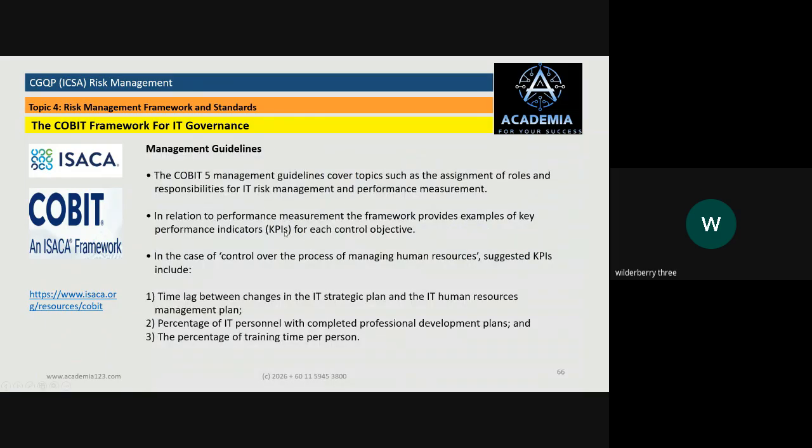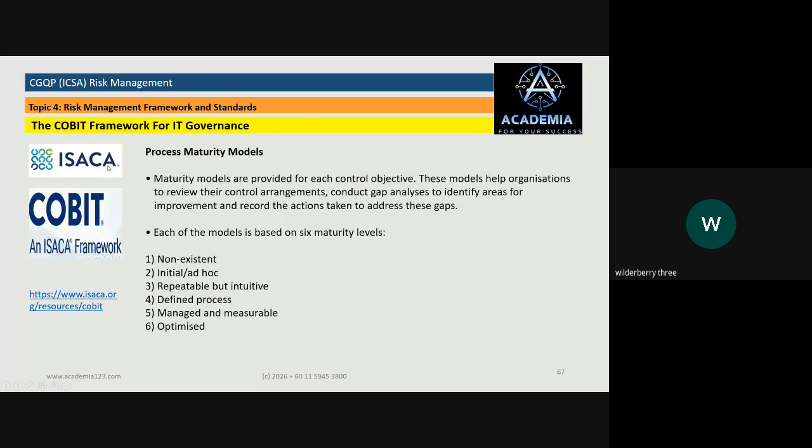Management guidelines, they also use key performance indicators. And what is important when it comes to control is the time lag between changes in the IT strategic plan and what is going on at the human level. Also, to maintain quality, they have to maintain a percentage of IT personnel who have completed the entire professional development plans, and also how much time each person spent on training. That's also regulated under the COBIT framework.